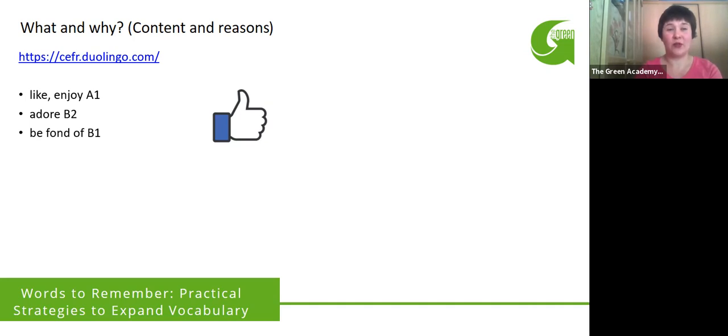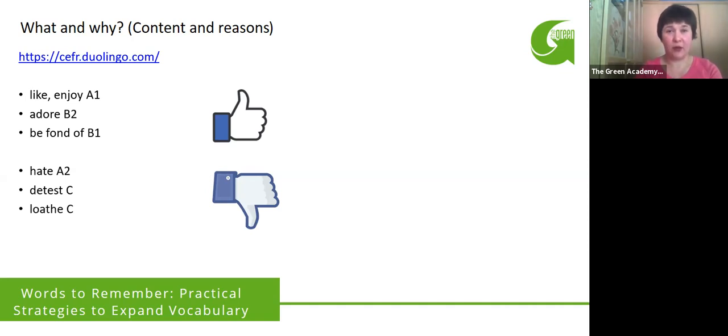Next one is be fond of. I'm fond of reading, for example. And if you use that phrase, your examiner will see that you're using a phrase from level B1, that's intermediate. And let's look at the opposite side. Hate. Hate, it's a verb. It's from A2. Duolingo shows that. If you want to use more advanced words, that will be detest and loathe. They're both from level C.